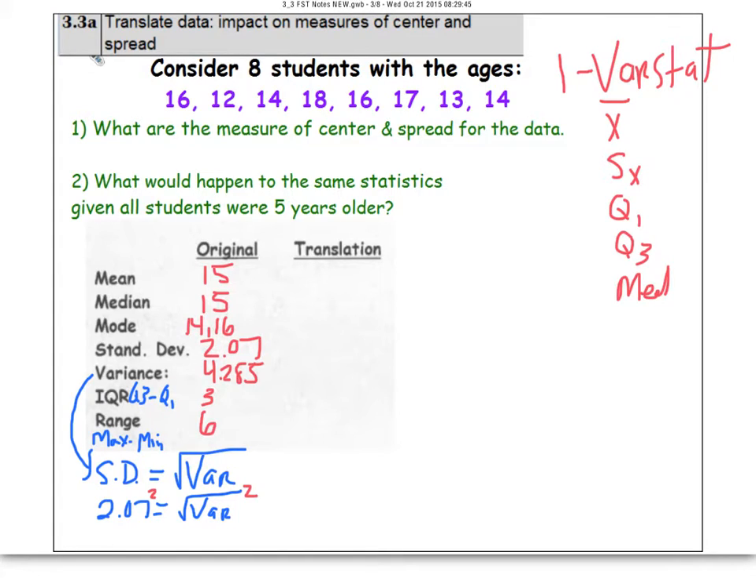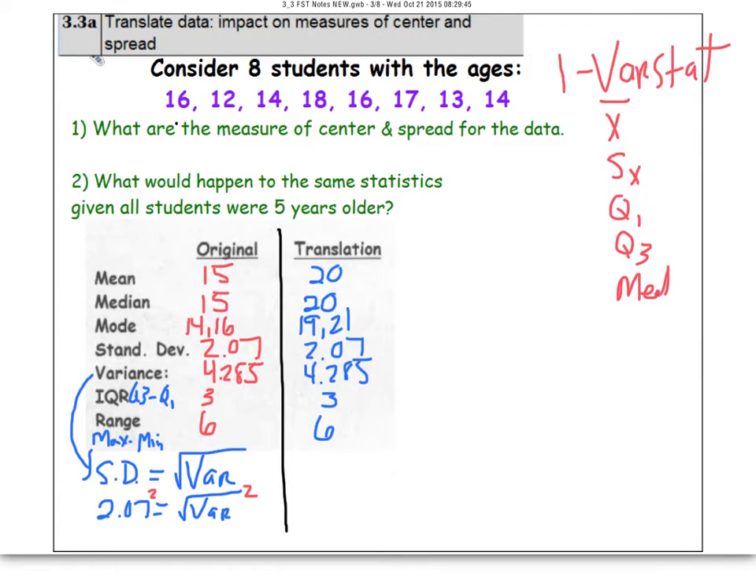Now I want us to investigate. In part 2 here, the question is, what will happen to the same statistics if all the students were 5 years older? Okay, well that's actually easy to investigate. If you just go into, again, stat edit and do a list number 2 or list 1 again, and you type in every new age. You do 21, 17, 19, and so forth, get your new ages. Do a 1 variable stat and record it, and I'll show you what you get.